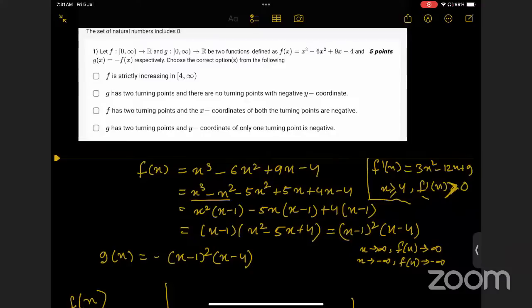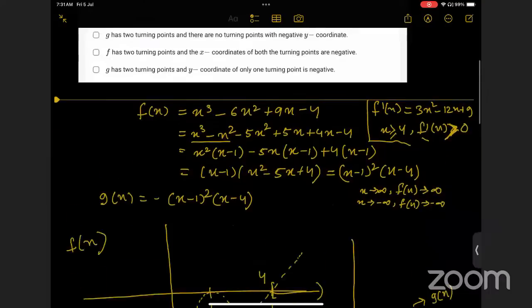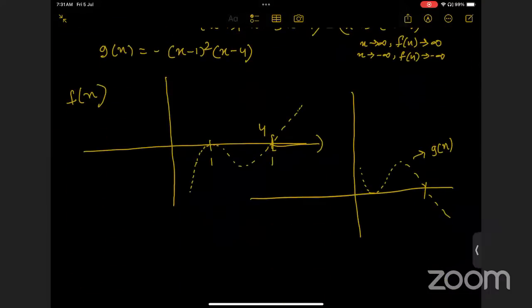Thank you. So for the second option, G has two turning points and there is no turning point with negative y coordinate. So for G, this is one turning point, this is one turning point, right? And for both of them, the y coordinate is positive. For this, the y coordinate will be 0 and for this, the y coordinate will be some positive number. So the second option is also true, right?